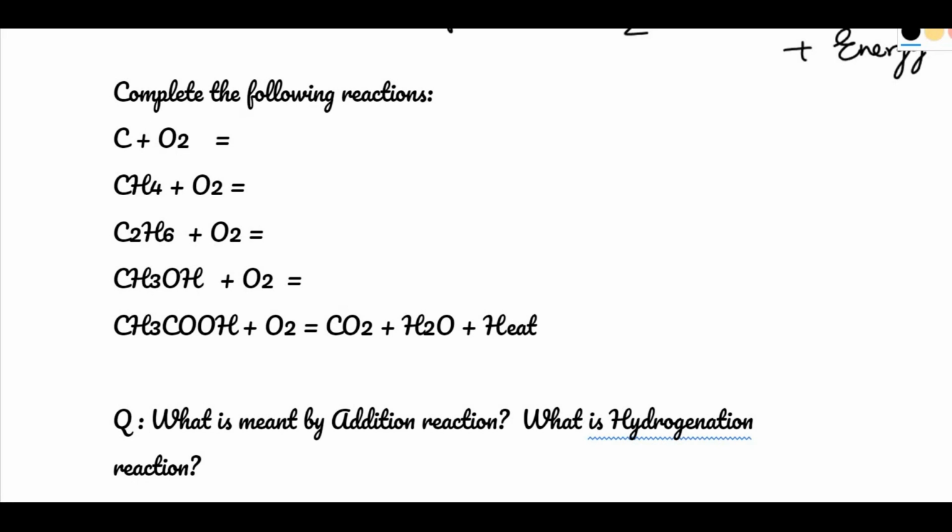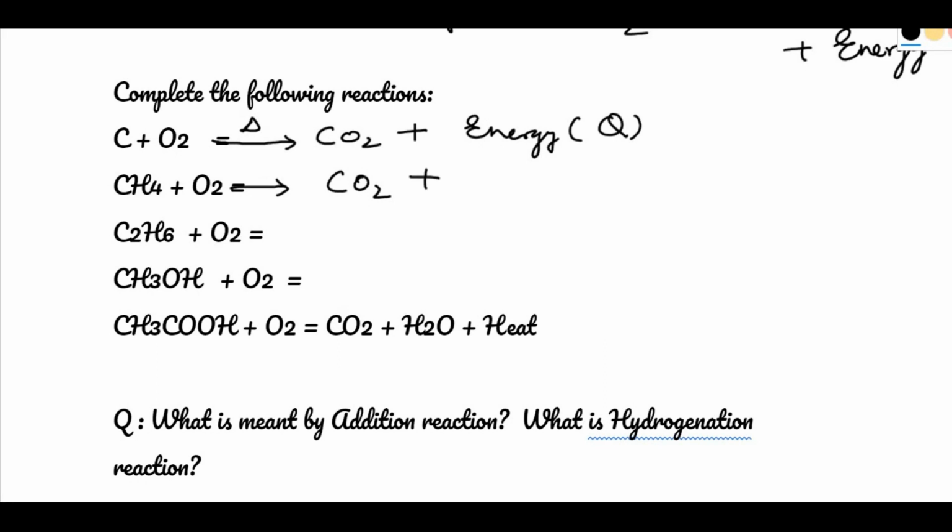So carbon plus oxygen: when coal is heated to its ignition temperature in the presence of oxygen, carbon plus oxygen on heating gives carbon dioxide and energy. I'm representing energy with the letter Q from now on. Methane plus oxygen: methane is the best fuel on earth. Natural gas is 98 or 99% methane. Complete combustion gives carbon dioxide and water.